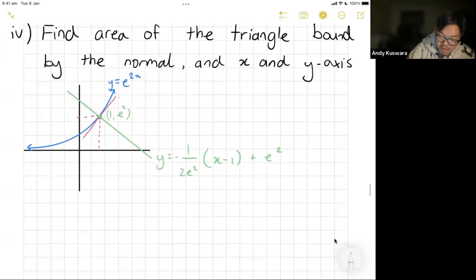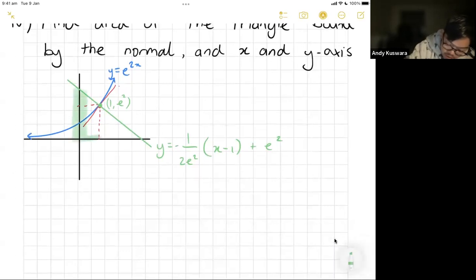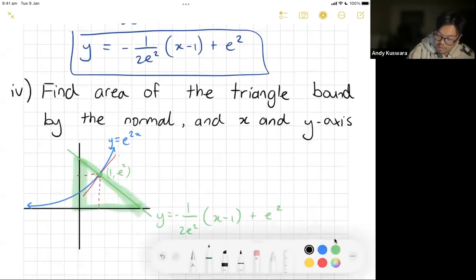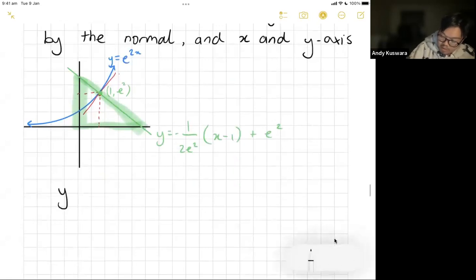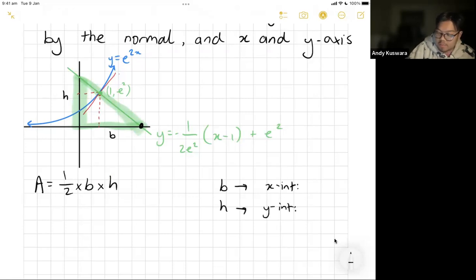Now to find the area of the triangle, I'm going to highlight it in green so you can see. I'm finding the area of this triangle here. As you can see, a diagram is very helpful. Now I know that the area of a triangle is going to be half times base times height. But the issue is I don't know the base and I don't know the height. What's going to give me my base is the x-intercept. And the height, well, that's what the y-intercept is going to tell me.